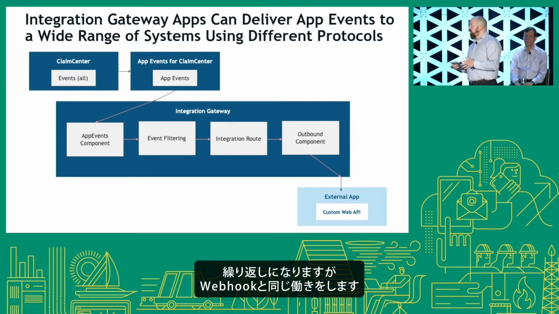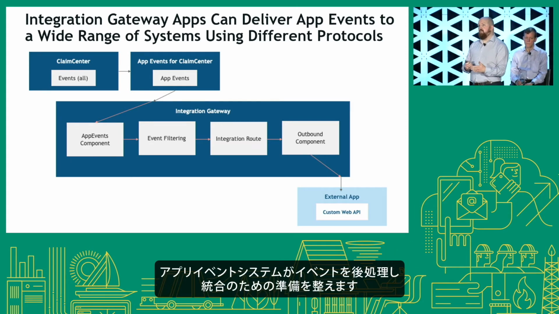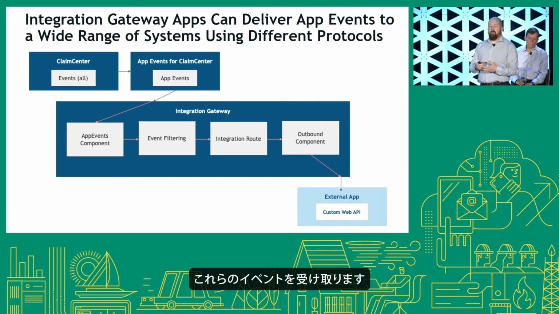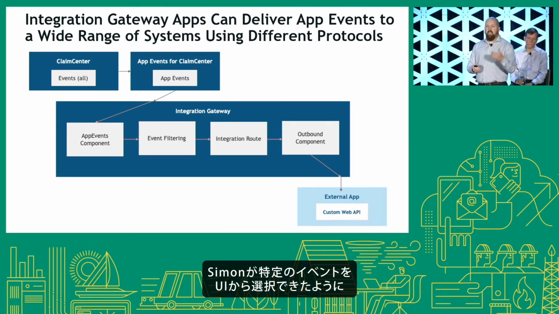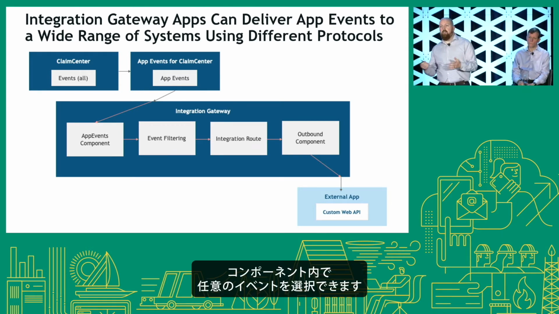The way this works is again, just like webhooks. Claim Center is producing the events. The app events system is post-processing them and preparing them for the integrations. We have a custom app events component in the Apache Camel nomenclature, which receives those events. It provides a bit of default filtering. So like Simon was able to select the events he cared about from the UI, you can pick the events in your component that you want.